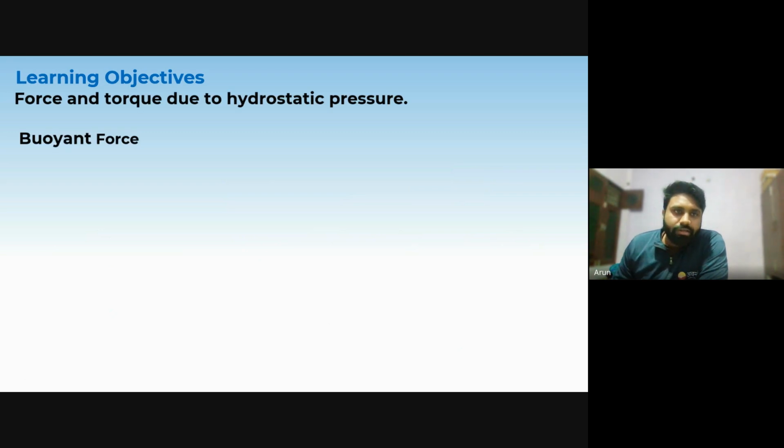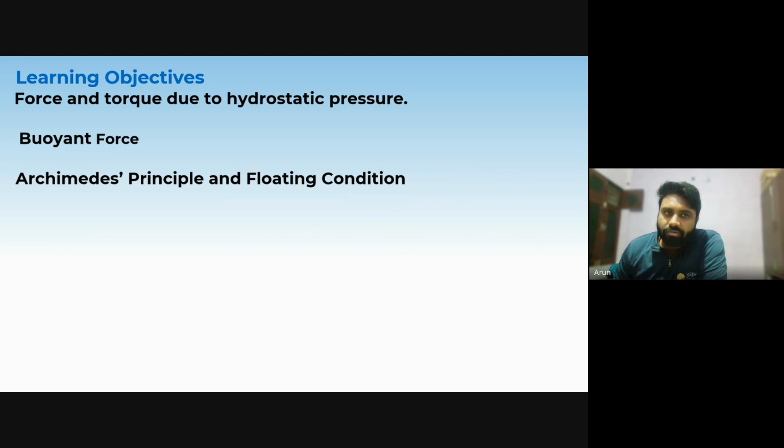One topic that we are going to learn is force and torque due to hydrostatic pressure. Then buoyant force and the Archimedes principle, and floating conditions. So these three topics we are going to learn today. Okay, so tighten your seat belt and let's get started.